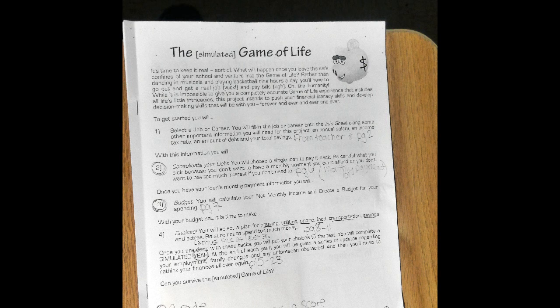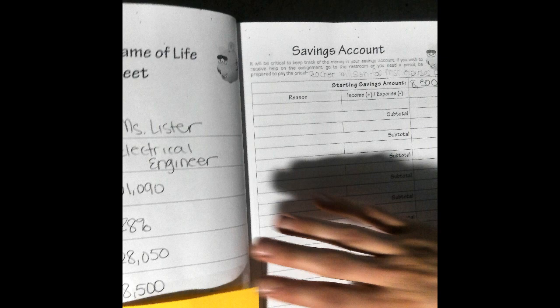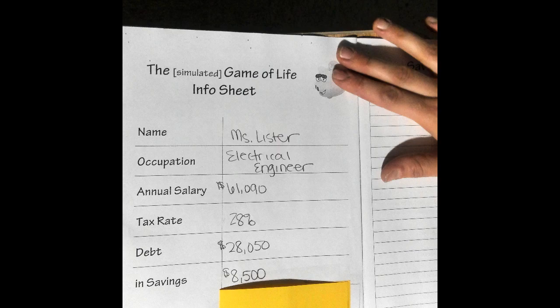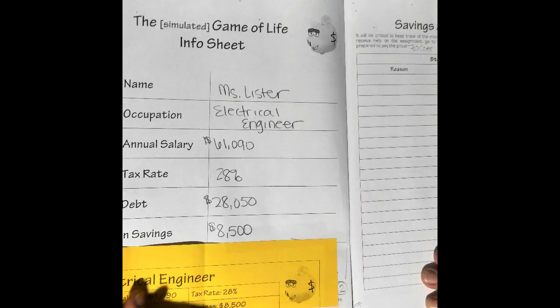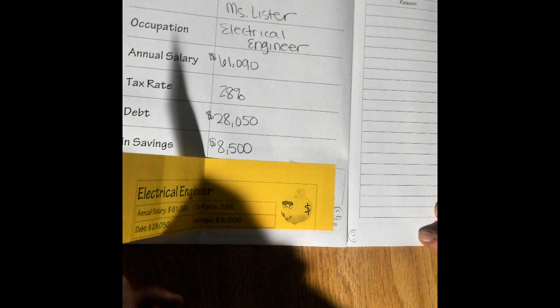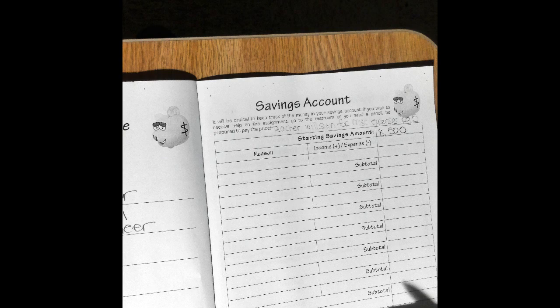All right, so here we are on step 2 of the project. I have already received my career and my salary and my debt, and I have attached my career to the bottom, either by stapling or with tape, just to kind of ensure integrity. I've got my savings account filled in. I am aware of all the things that could cost me money.